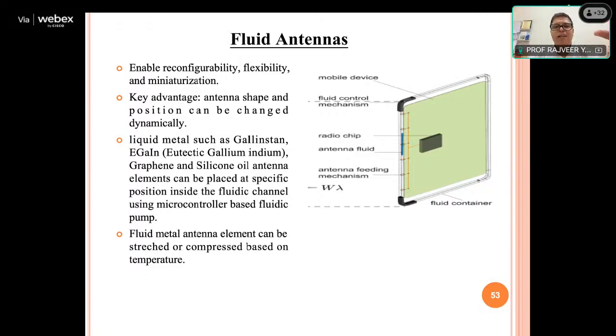So state-of-the-art antennas will be governed by fluid antennas, which is a new technology yet to come into the field for operational capabilities. We have just started working on these antennas because we are being funded by DOT, an amount of 1 crore, to develop these antennas.